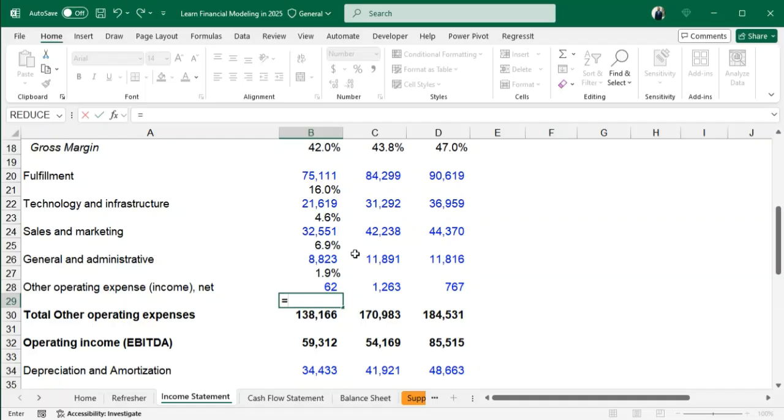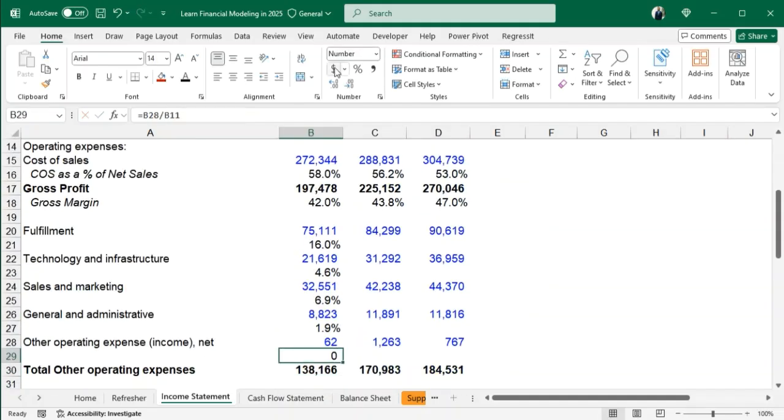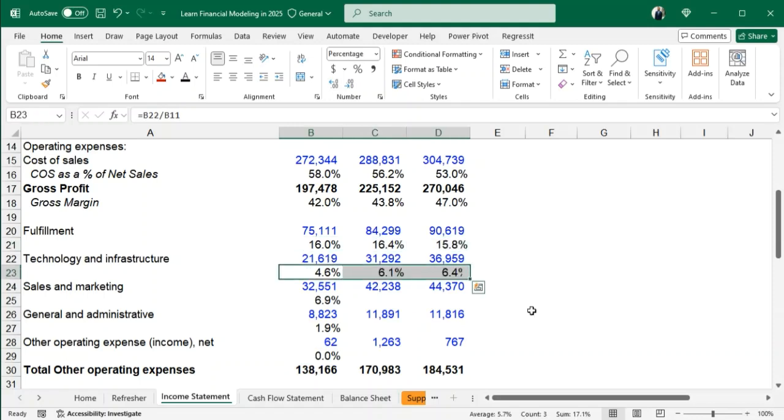And finally, I'm going to do it for other operating expenses for income. So that's going to be equal to this, and so that's equal to this divided by our total net sales. And also increase this by 1 decimal place. Alright, so now I'm going to copy this to the right using Control R, selecting the area.